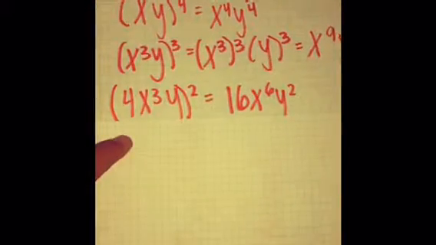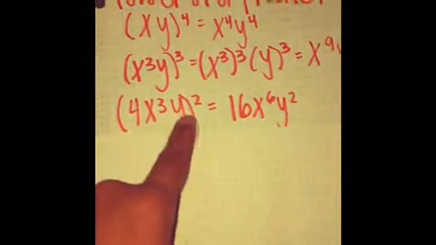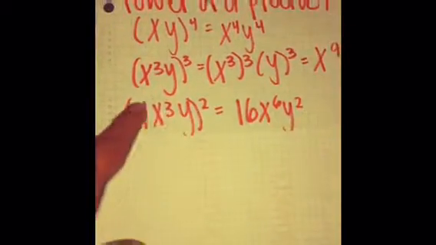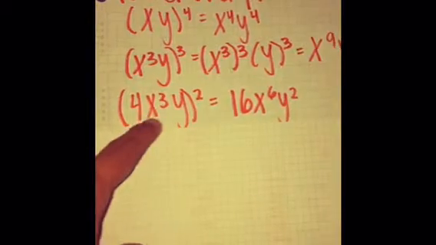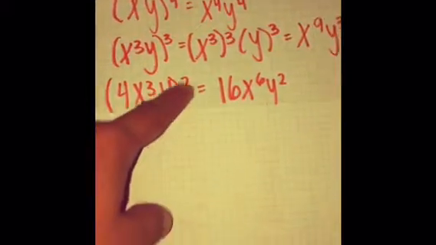For the third equation, you're going to square everything inside the parentheses, but you always multiply the exponents. So 4 squared is 16. X cubed times 2 is going to equal x to the 6th power and y squared.